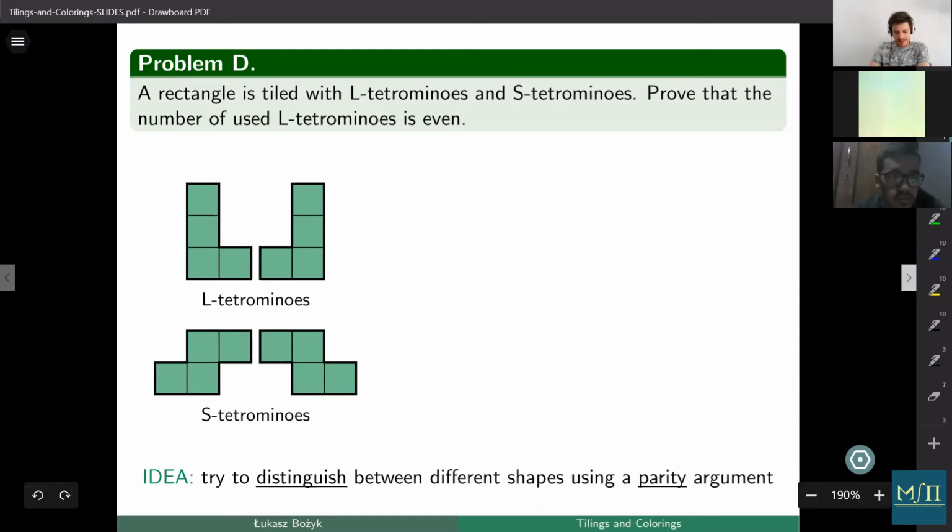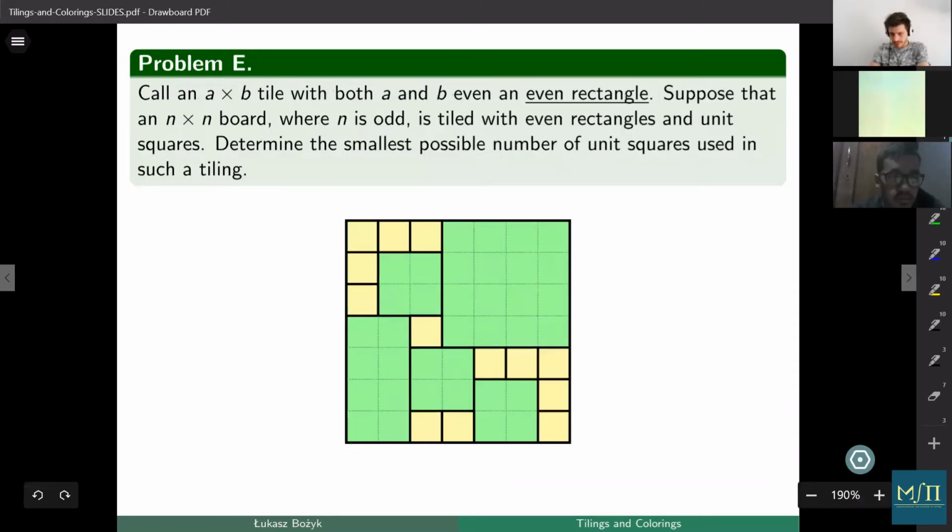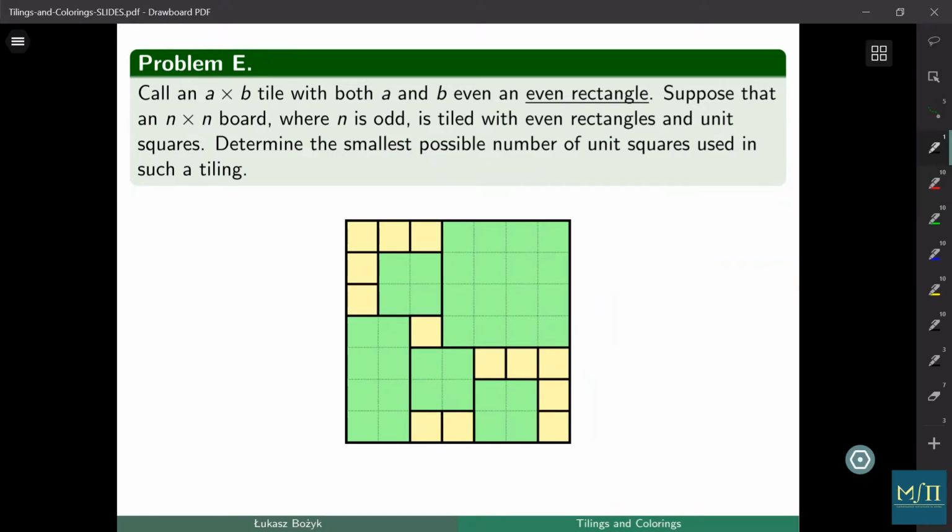So let's change the flavor a little bit now. Let's introduce some general parameter in order to resemble an Olympiad problem a bit more, supposedly. The problem is like this. Let's call a rectangular tile an even rectangle if both its side lengths are even numbers. So, for example, in the picture below, we have 2 by 4, 2 by 2, 4 by 4. The green rectangles are even rectangles because both side lengths are even.